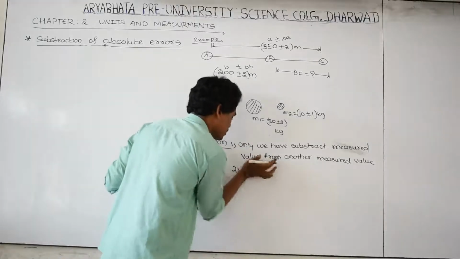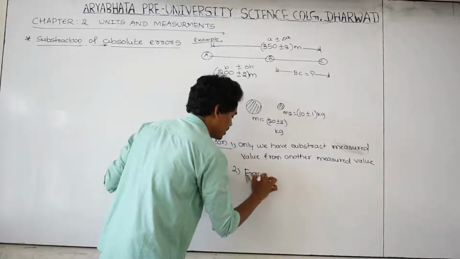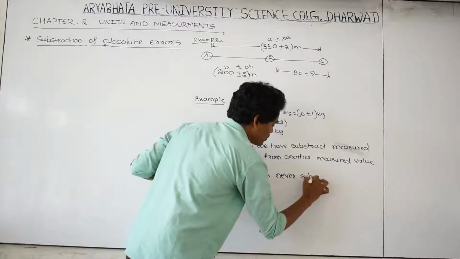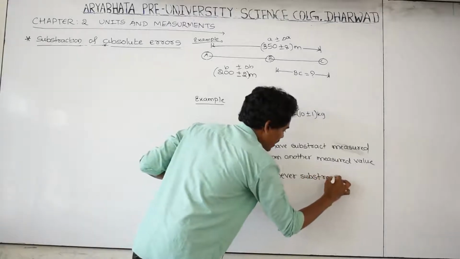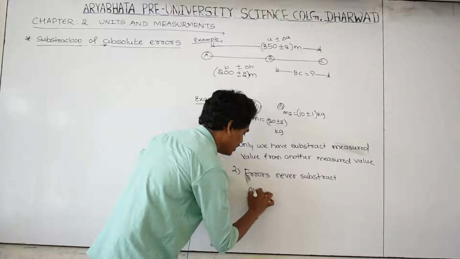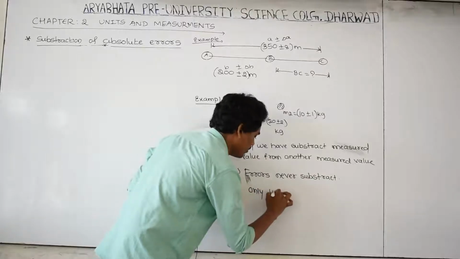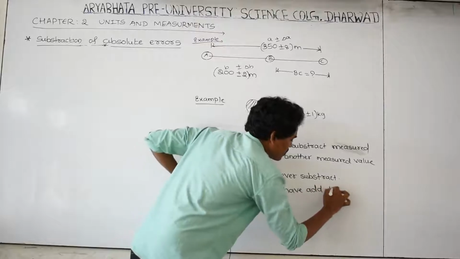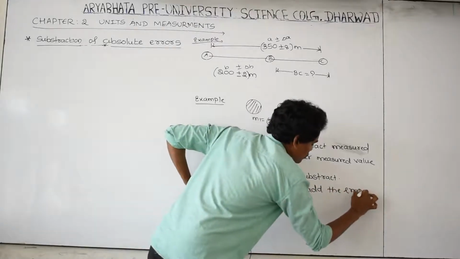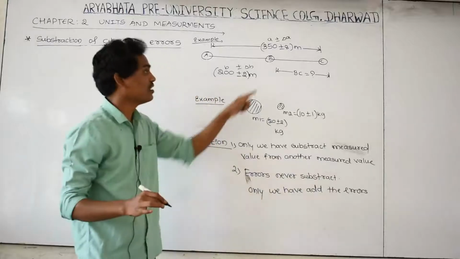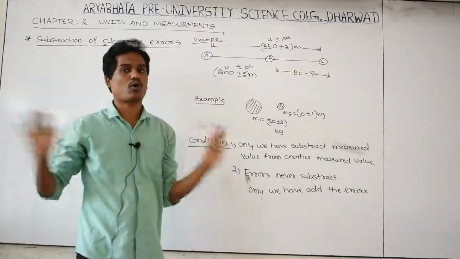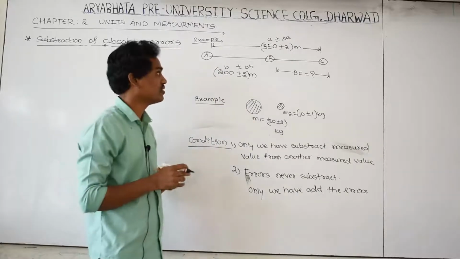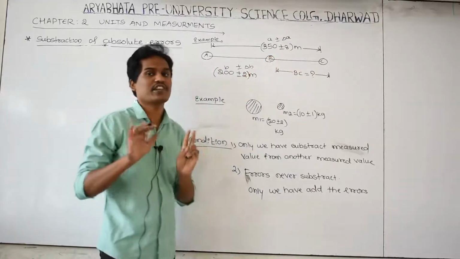Errors never subtract. You can add them. Only we have to add the errors. For example, 8 minus 2, that is wrong. 350 minus 200, yes, that is right. 8 minus 2, that is wrong.